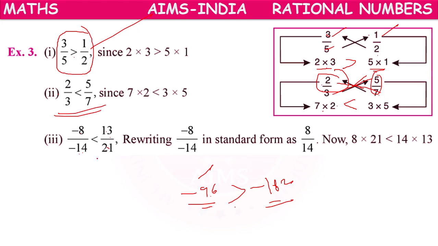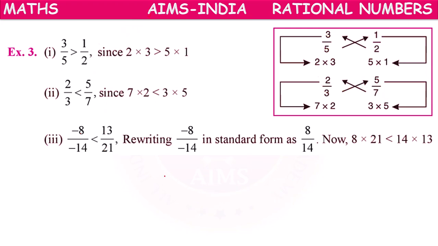One minute, children. Sorry, children. First, we have to change it into standard form. Minus minus cancel. Minus minus cancel. We can write it as 8 by 14, one fraction. Next fraction, 3 by 21. So 8 into 21, 3 into 14. 8 into 21, 168. Sorry, it is 13.